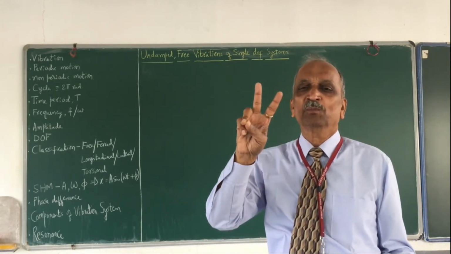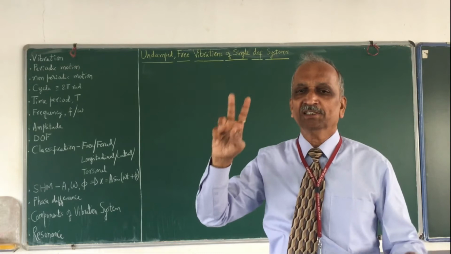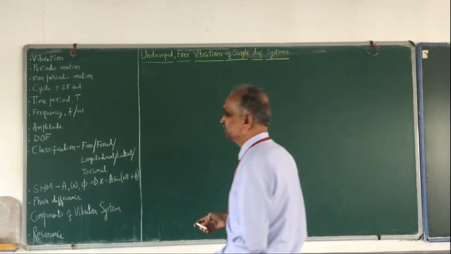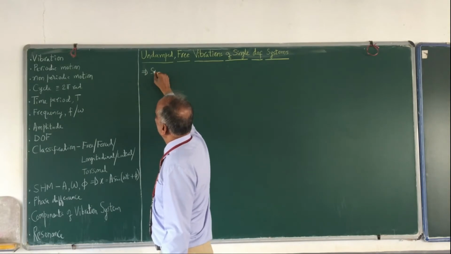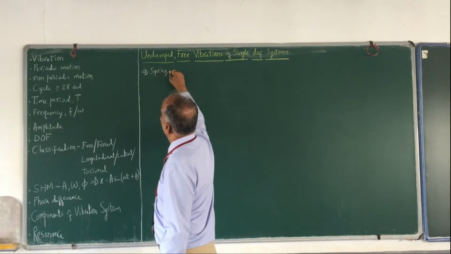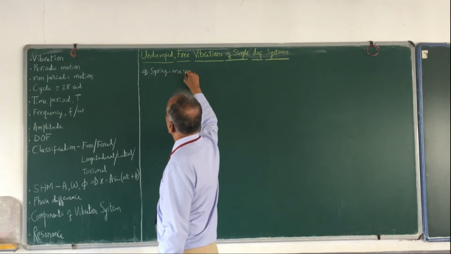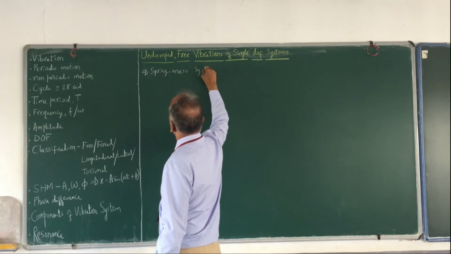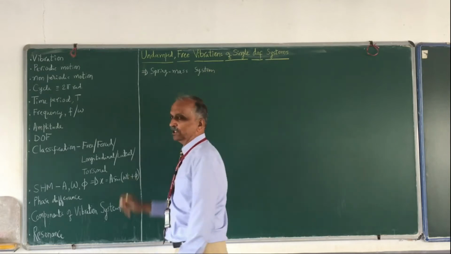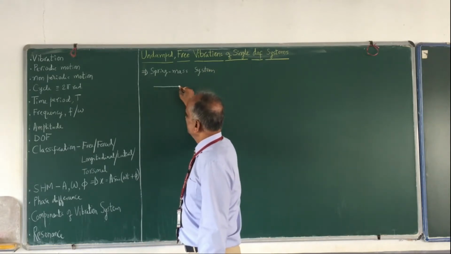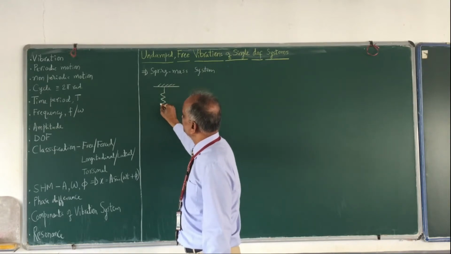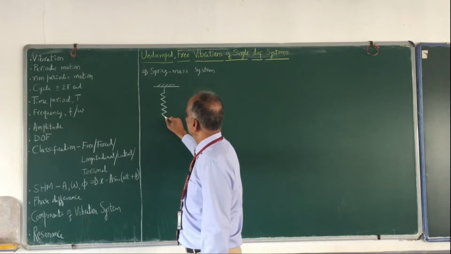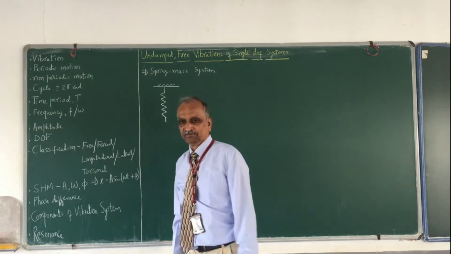We have only two components, one is mass and the other one is spring. So the system is called a spring mass system. Since I have only two components, the system looks very simple. So I have a spring, represented something like this.